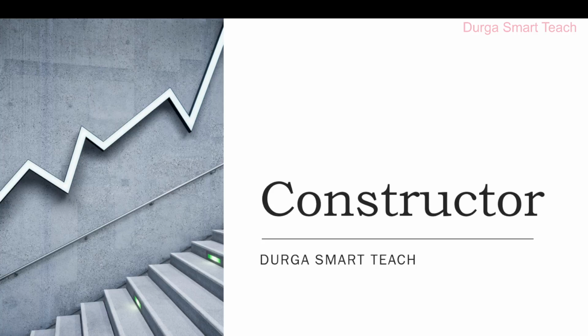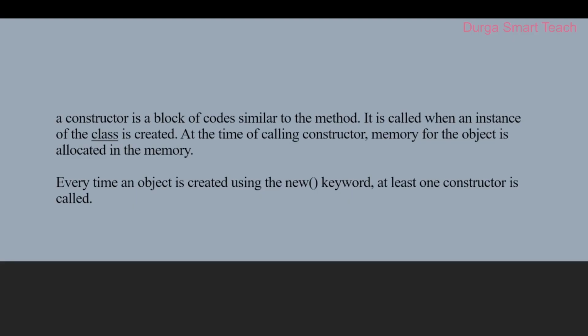Today I am going to discuss constructors in Java. In the previous class we have already discussed class and object. A class is a blueprint which contains a collection of variables and methods. Next is the object. An object is any real world entity which contains state, behavior and identity.